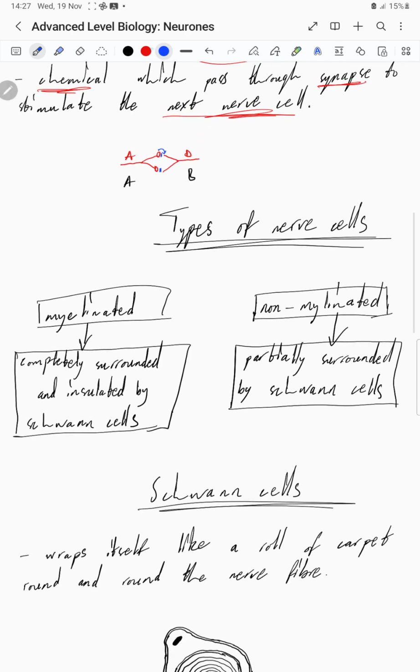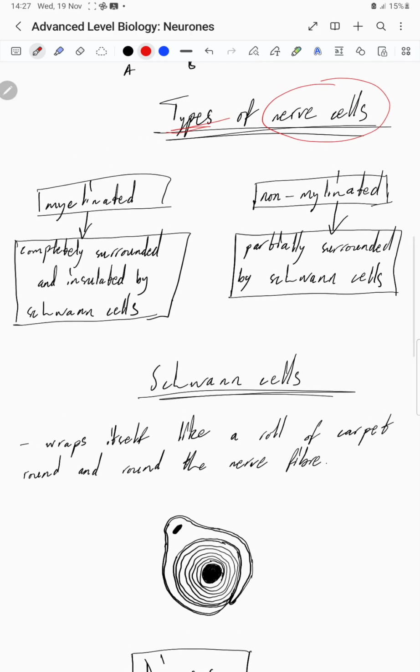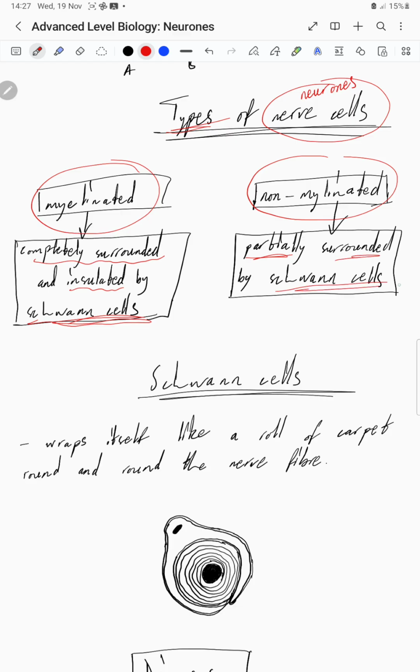Let's go on to the types of nerve cells. Nerve cells are also called neurons. They can be myelinated or non-myelinated. When we say they are myelinated, it means they are completely insulated by Schwann cells. We'll elaborate on that. The non-myelinated ones are partially surrounded by Schwann cells.